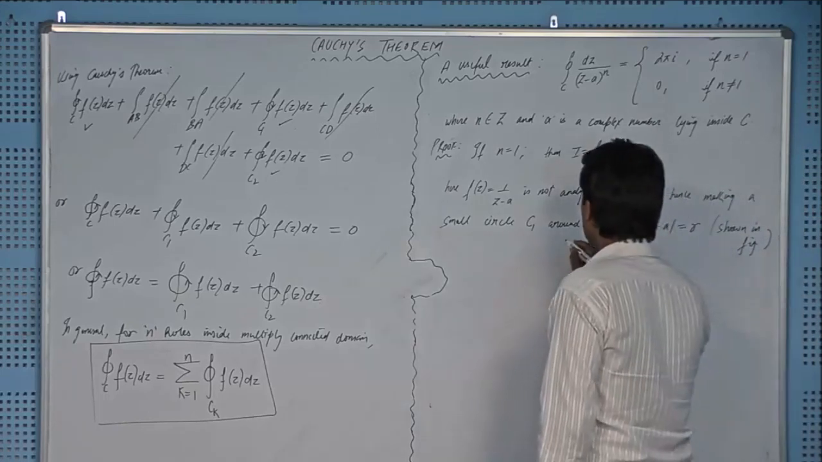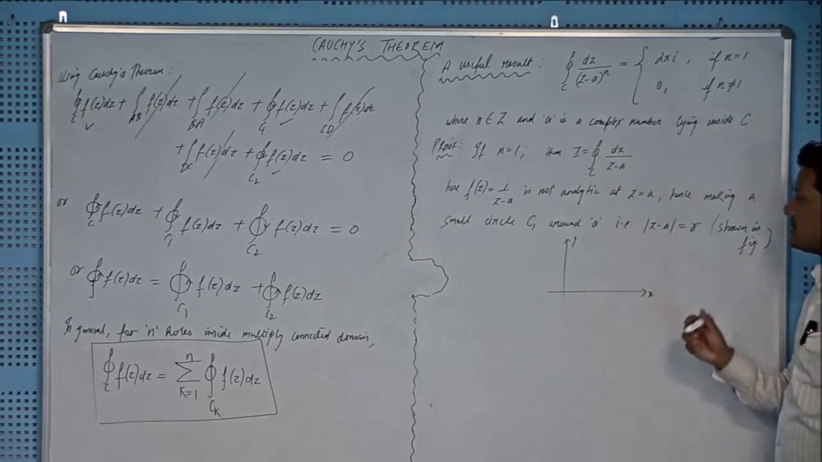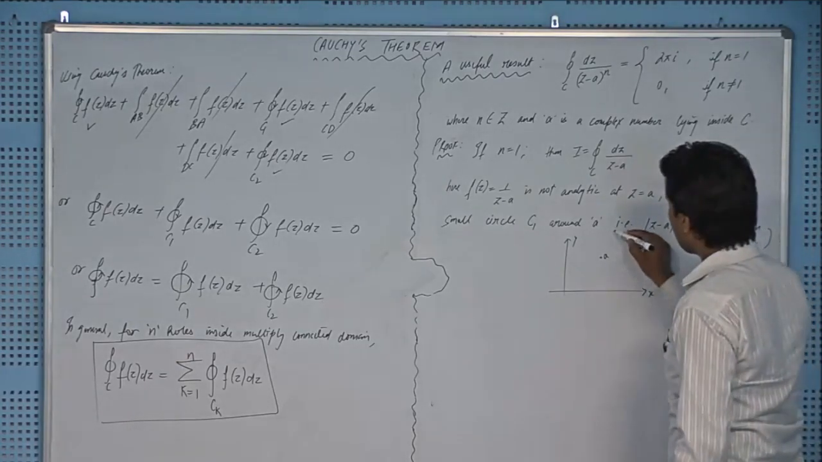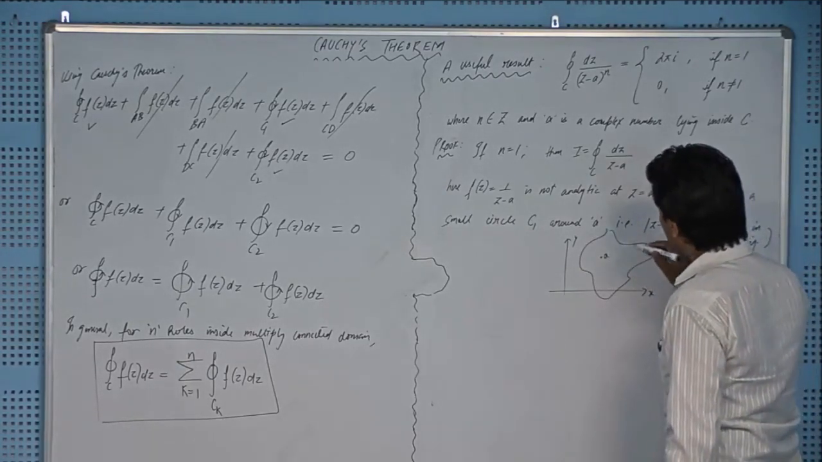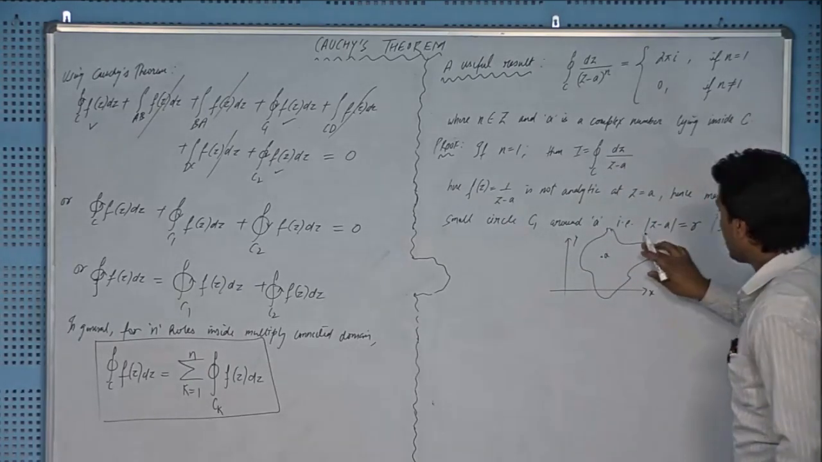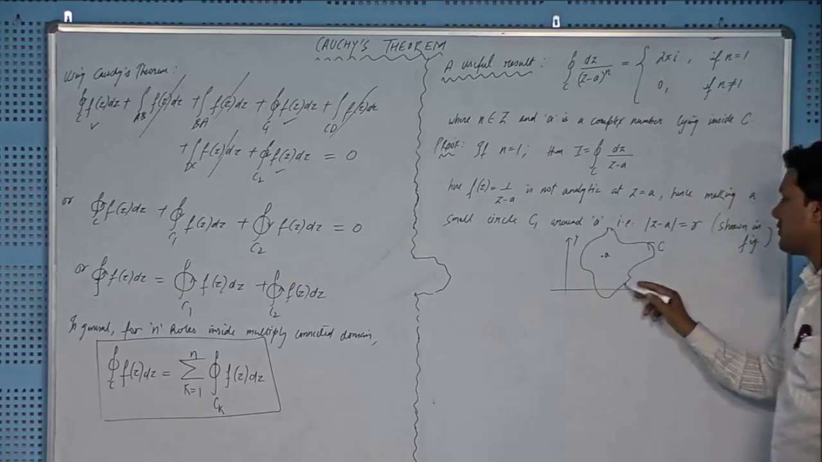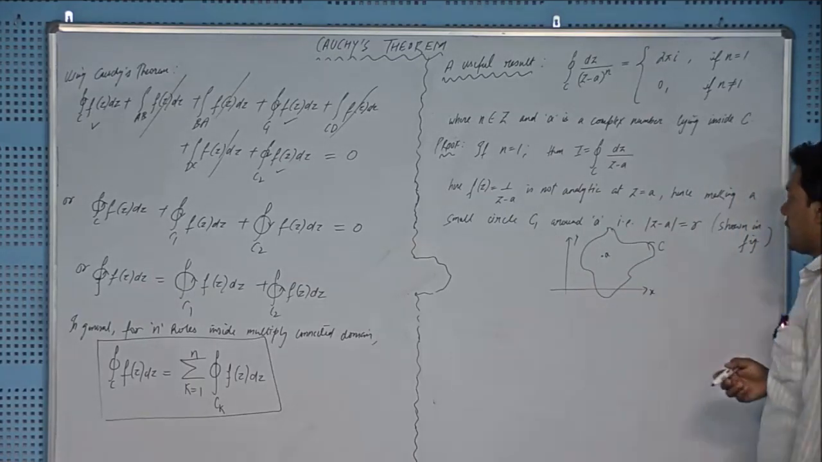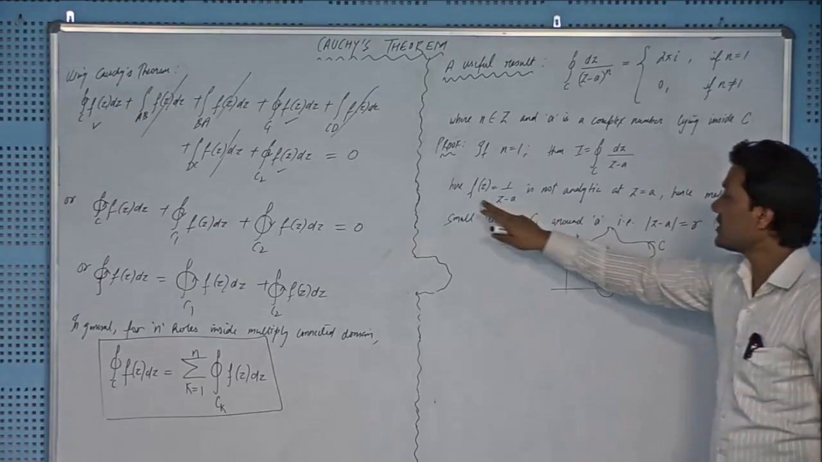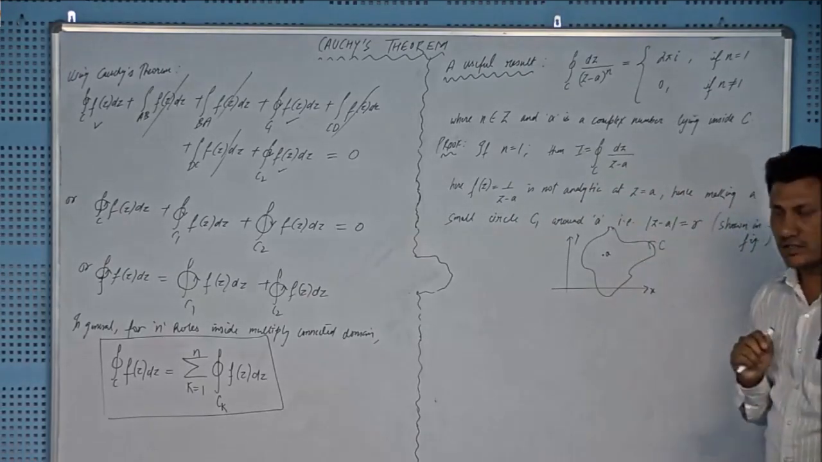Like this, you have this y-axis and x-axis, and z equal to a is somewhere. Let this point be z equal to a, and this is your contour C. It's a complicated contour, and the orientation is anti-clockwise, and its shape is arbitrary. So this contour C is enclosing the singularity a. And you again see that this function is not analytic at z equal to a, and except z equal to a it is analytic.